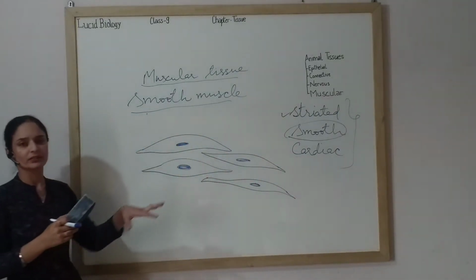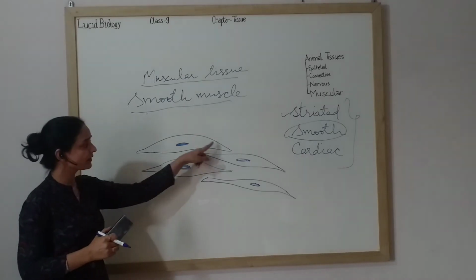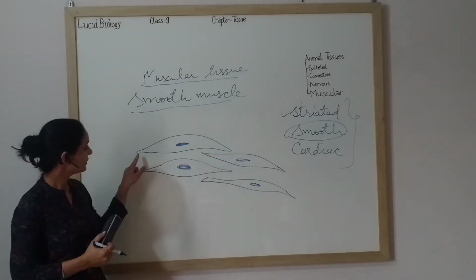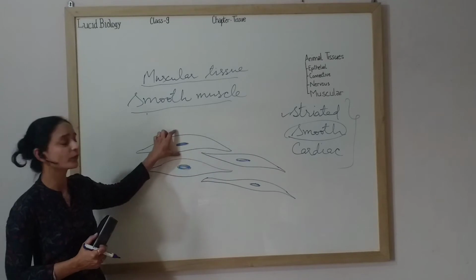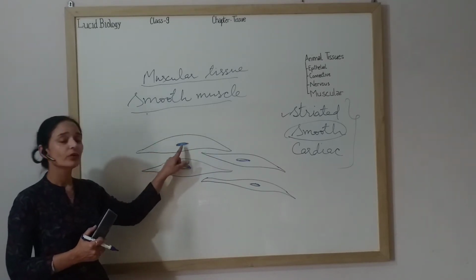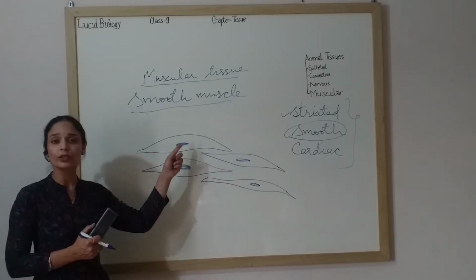So they occur in bundles. They do not occur single. They are spindle shaped, or we can say they are tapering. Means they are pointed at the ends. They are broad from the middle. They have single nuclei. That is, they are called uninucleated.